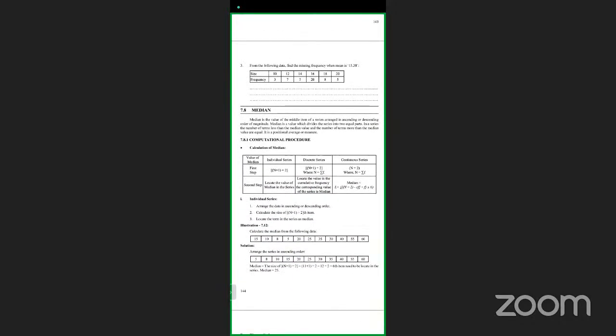Okay. This is the self-assessment questionnaire. Next one, median. I think we can continue in the next class.